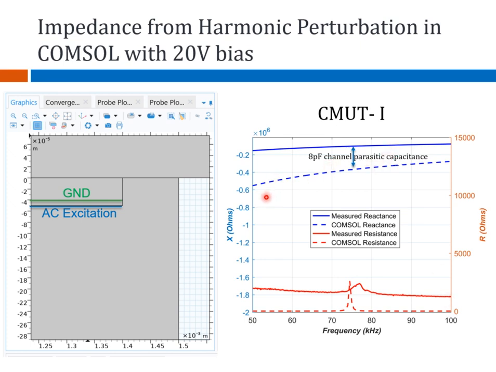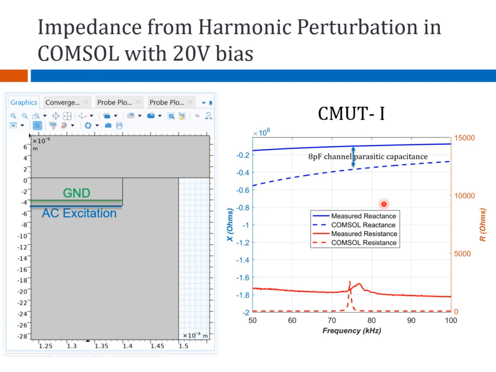The blue curve over here is the reactance. The difference in the measured and the simulated COMSOL reactance is about 8 picofarad, which I believe is owing to the CMUT channels or the wires. Those are parasitic capacitance differences, and if included, then the dotted red curve, or the simulated reactance, becomes much closer to what is being measured.